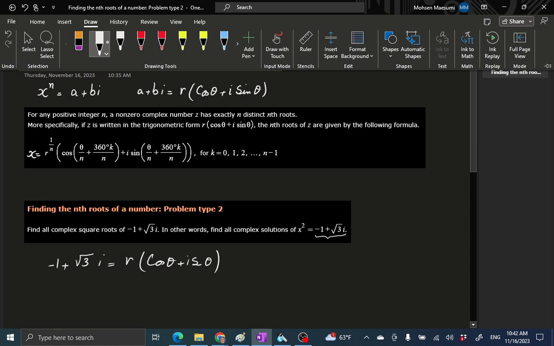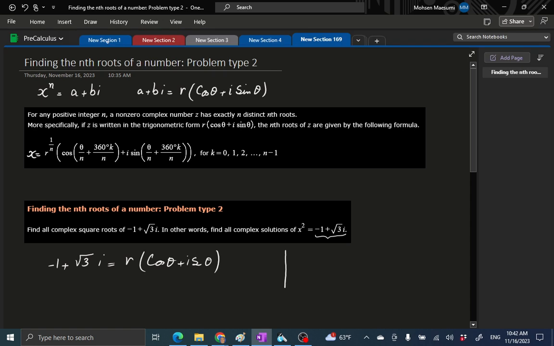So here's my y-axis, a little bit more presentable, and x-axis. So I have minus 1 and plus radical 3. So 1 and say radical 3, that's where I'm headed. So this is my right hand side. This is minus 1 plus radical 3i. We have seen this number several times. Do we recognize what is r and what is theta in this problem?